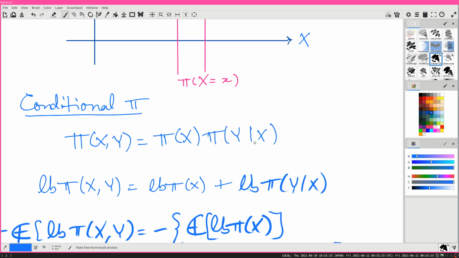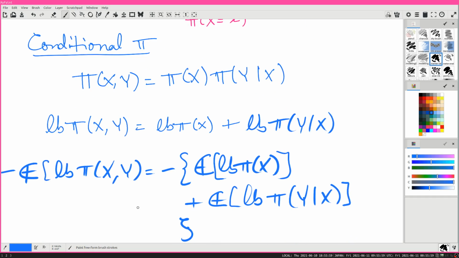This is just the definition of conditional probability: you divide both sides of this equation by p of x. The logarithm of this probability, by the properties of logarithms, the product splits into a sum. So log of p of x, y is equal to log of p of x plus log of p of y given x. That's just applying the sum.